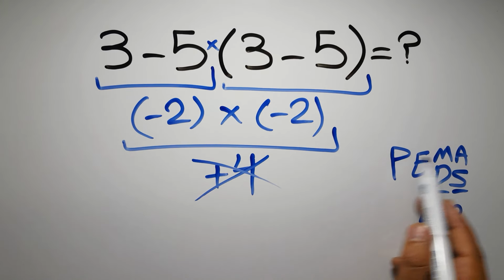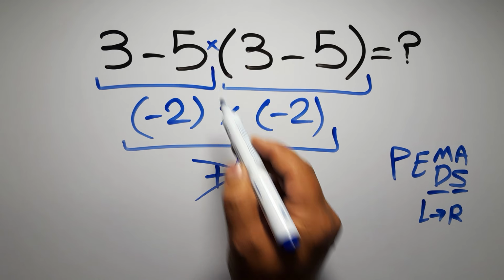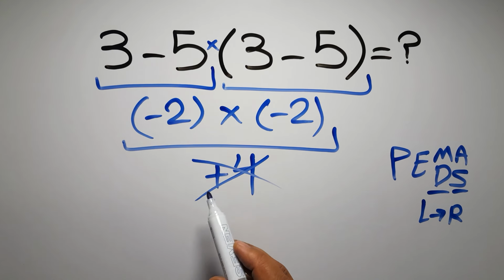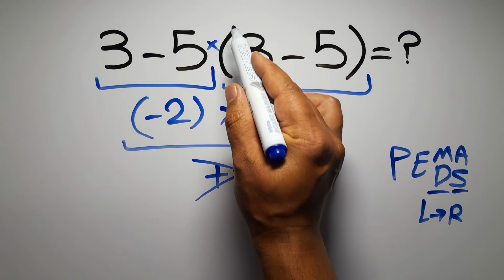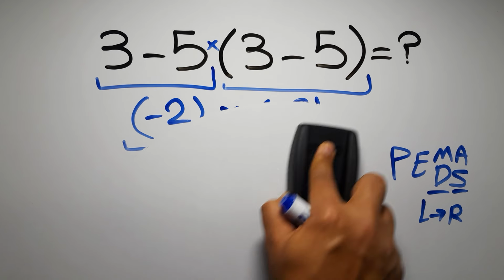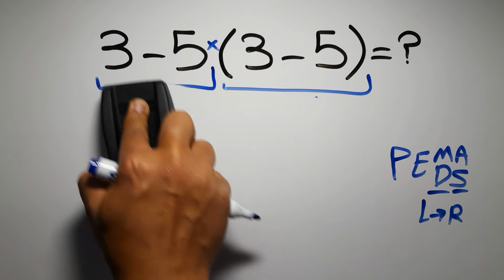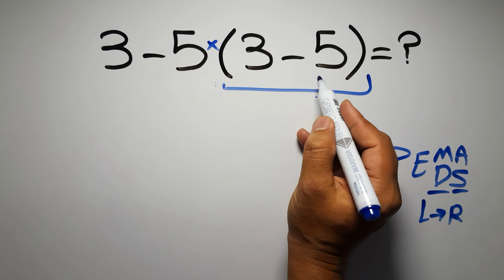Okay, so according to the PEMDAS, first we have to do this parenthesis, then this multiplication and finally this subtraction. If we do this subtraction before this multiplication or this parenthesis, it is wrong. So first we have to do this parenthesis.